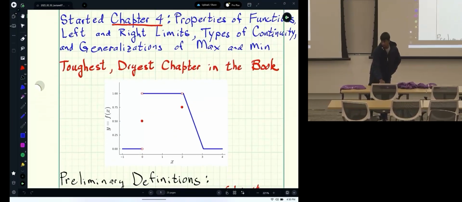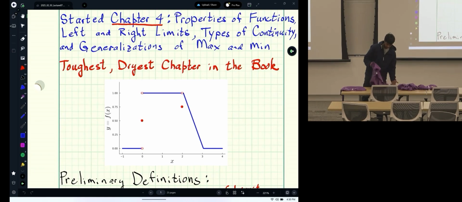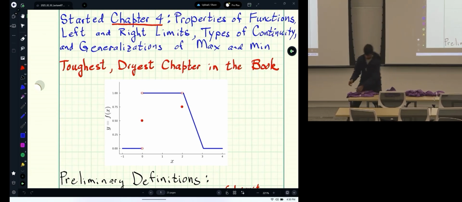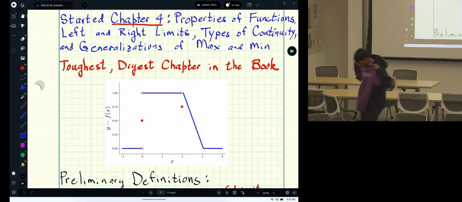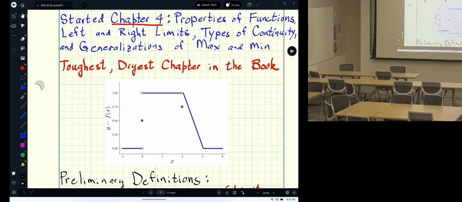Here's the main thing. We started chapter 4, and I'm very honest about it. It's the toughest, driest chapter in the book. Our goal is to get through this chapter and still be on speaking terms, okay? So that's a two-way street. We'll see how it goes.